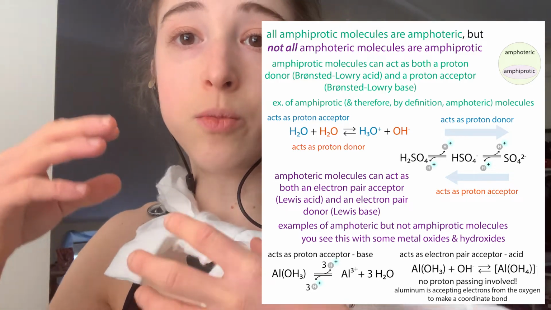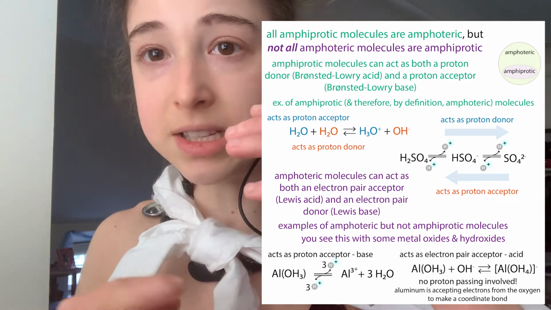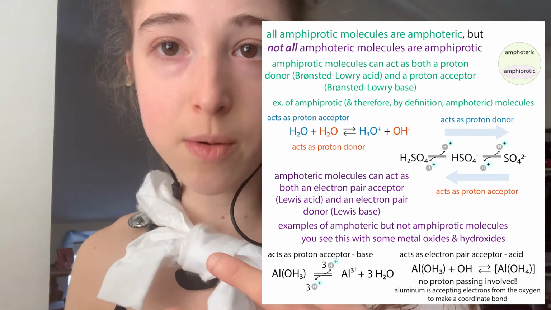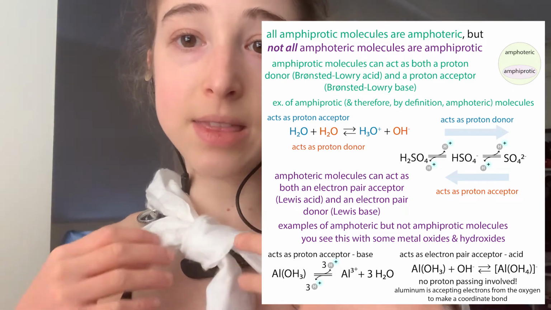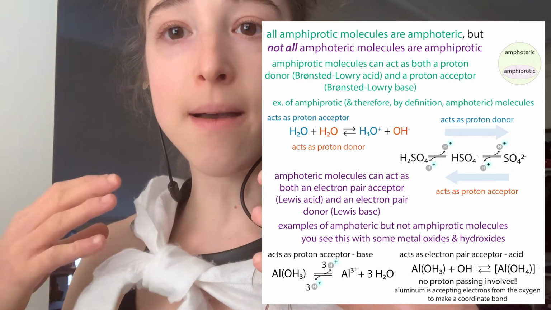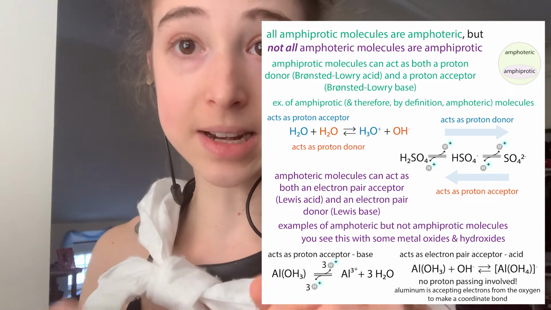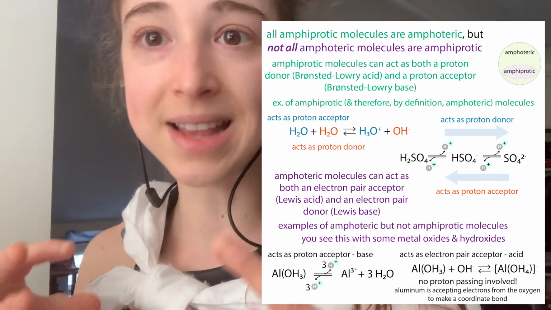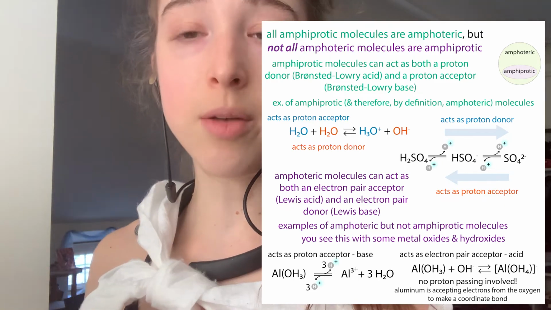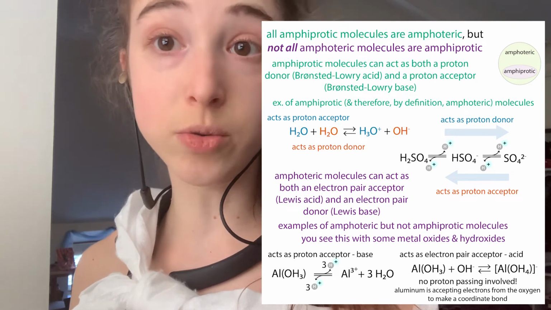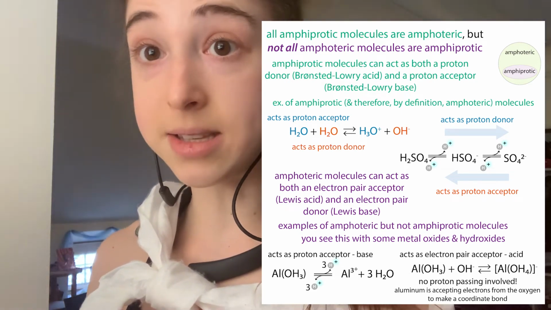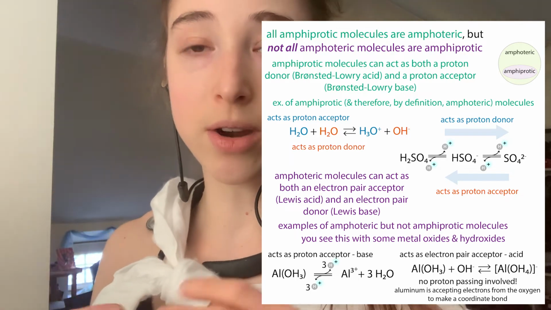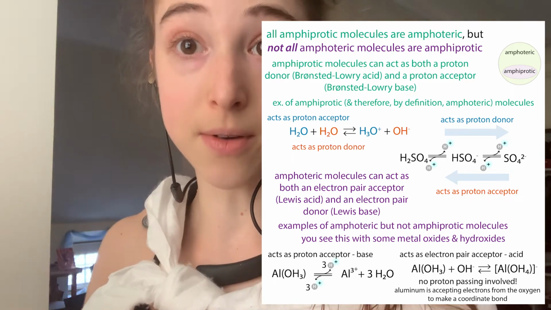And so if a molecule can act as both a Lewis acid and a base, but not necessarily a Bronsted acid or base, we still call it amphoteric. They can still act as an acid and a base, but they're not amphiprotic because they're not acting as a Bronsted-Lowry acid and base. All Bronsted-Lowry acids and bases are also Lewis acids and bases, but not all Lewis acids and bases are Bronsted-Lowry acids and bases. Bronsted-Lowry acids and bases are a special case where a proton is involved.